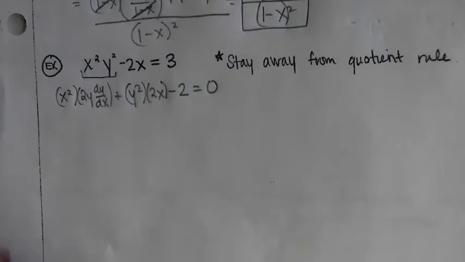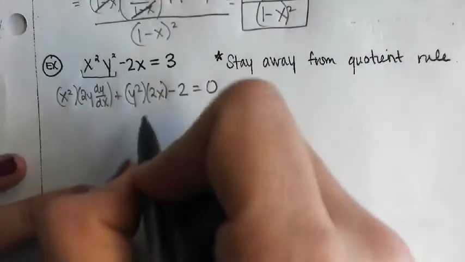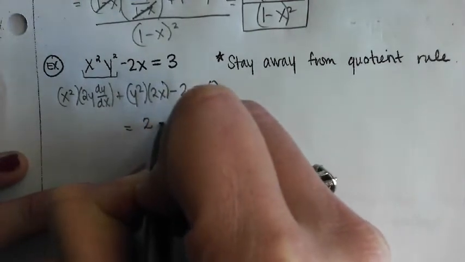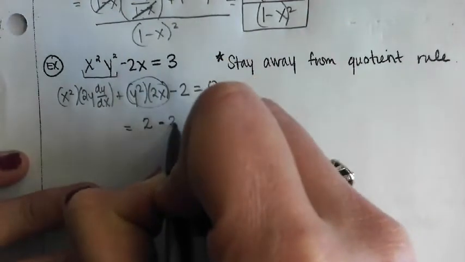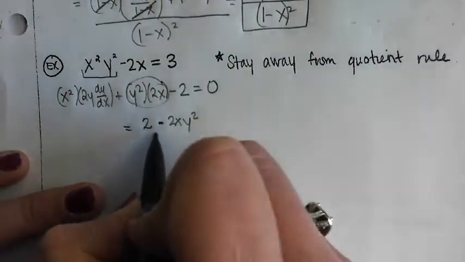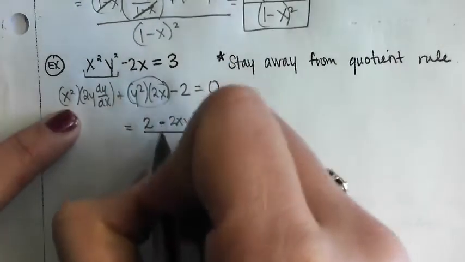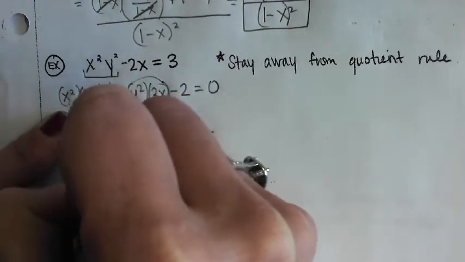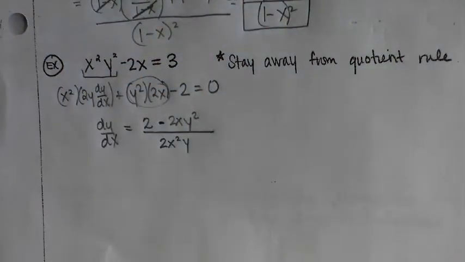So when we clean this up and get dy dx all by itself, we're going to subtract over the 2xy squared. And we're going to divide off the 2x squared y. I did a lot in one step there, so I'll give you a minute to digest that.